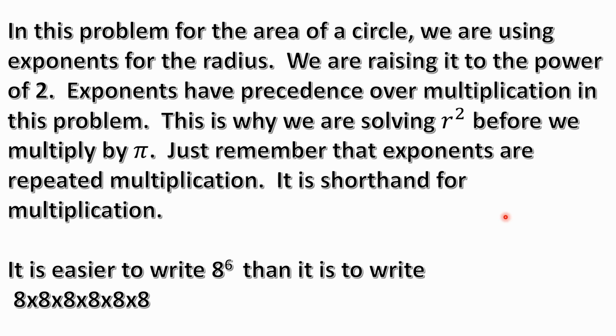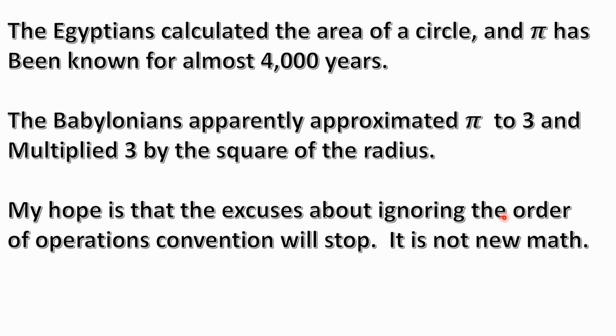And then another good way to think about this is just remember that exponents are nothing more than repeated multiplication. It's easier to write something like 8 to the sixth power than to write out 8 times 8 times 8 times 8 times 8 times 8. You'd have to do that 6 times. Easier to write 8 to the sixth power. And in the same way, multiplication is shorthand for addition. So if you have something like 5 times 5, well, we know 5 times 5 is 25. It's easier to write 5 times 5 than it is to write 5 plus 5 plus 5 plus 5 plus 5. So if you're ignoring that and you're just solving left to right, you're going to get the wrong answer because you're messing up multiplication. You've got to realize that multiplication is a compact form of addition. So you have to deal with that. Same thing with the exponents.